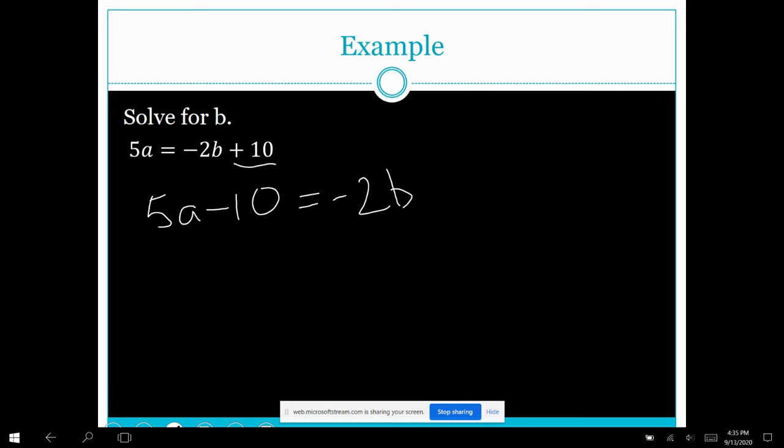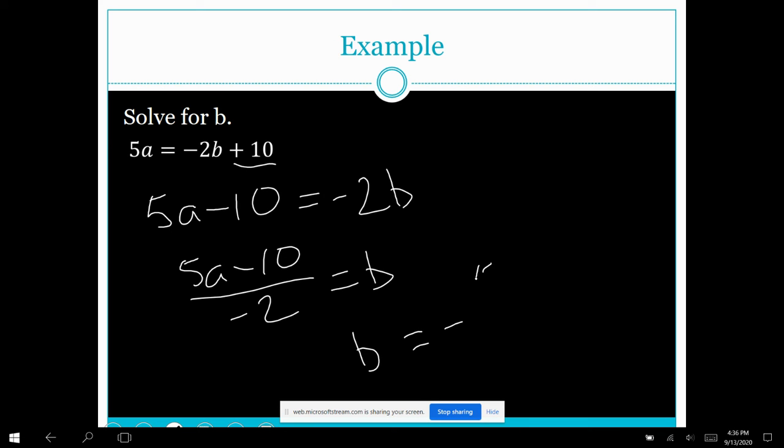Now we need to divide by the negative. Okay? So what we're going to do is divide both sides by negative 2. This will leave us with (5a minus 10) over negative 2 equals b. But your answer with a denominator of negative 2 is not acceptable. Okay, so remember, all we need to do is stick that negative out in front. So b is equal to negative (5a minus 10) over 2.